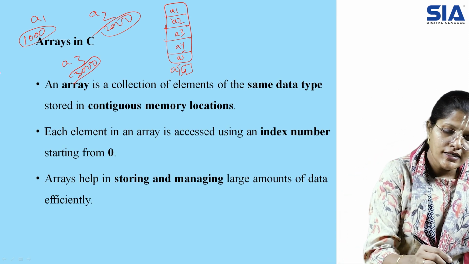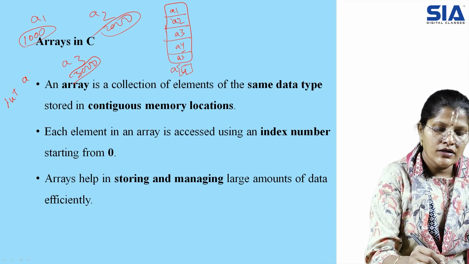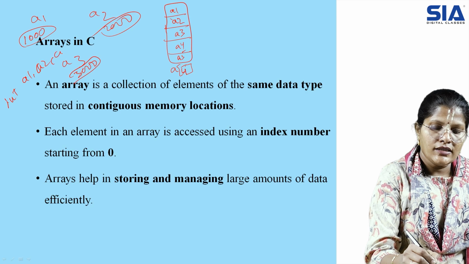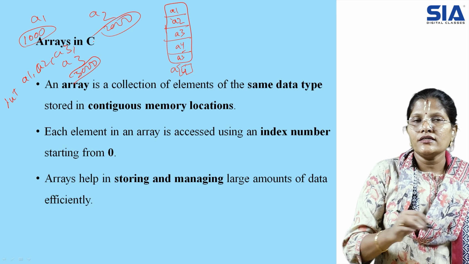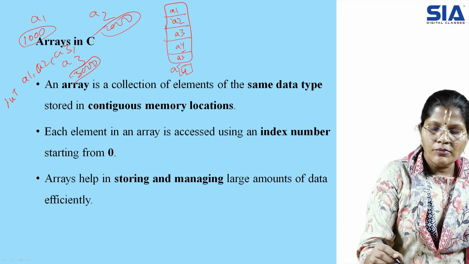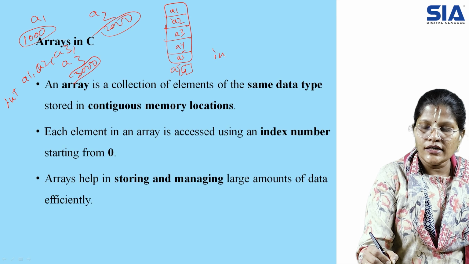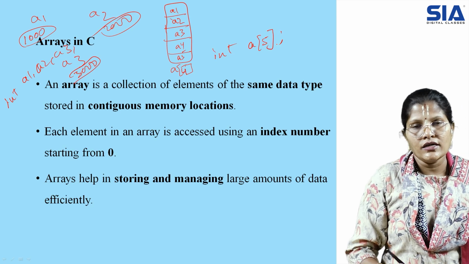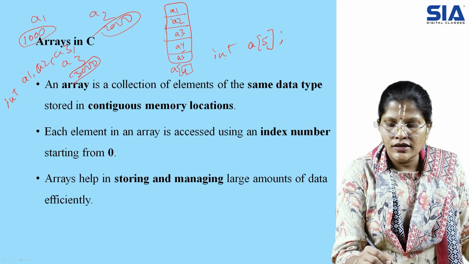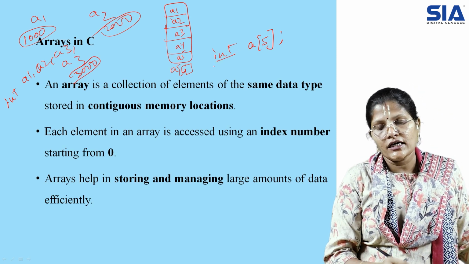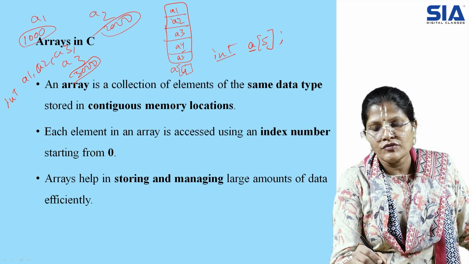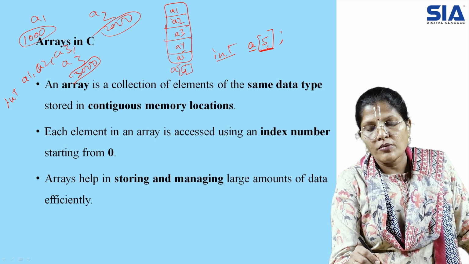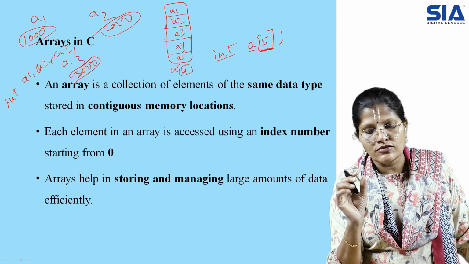If you are directly taking it as int A1, A2, A3, the addresses will be different and scattered around. When you talk about array declaration, that is int A of 5. This is a declaration of an array. So what is int here? It is a primary data type. A is nothing but the name of the array, and this is said to be the index or the size of the array. Now how many values can I take? I can take 5 values.